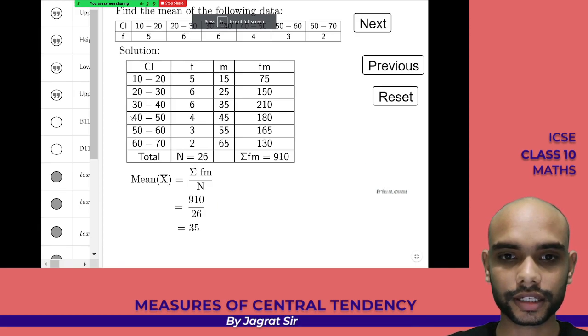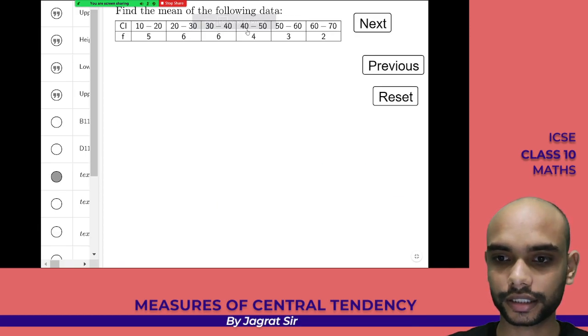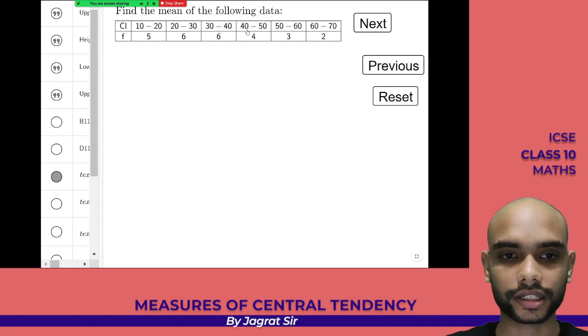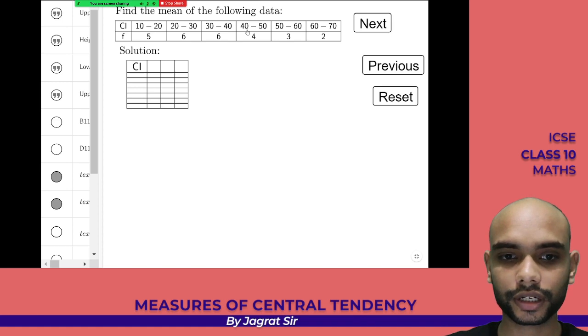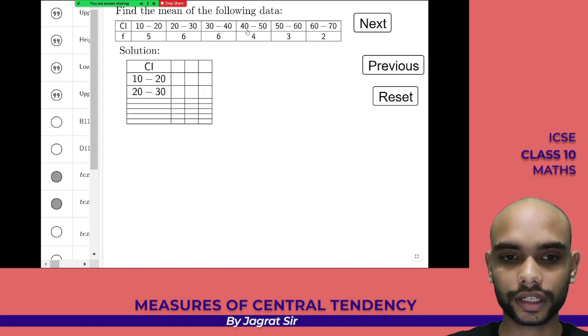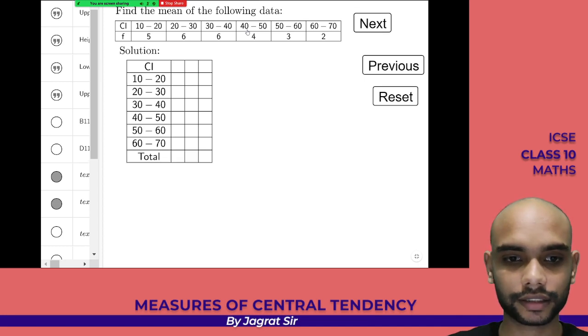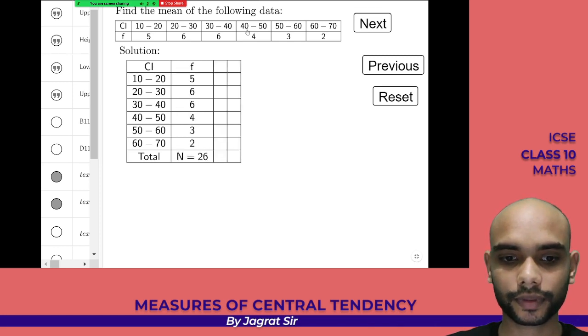So suppose this is the question, 10 to 20, 20 to 30, and these are the class intervals and these are the frequencies. So what will be the first step? So the first step will be forming the table, 1 2 3 4 columns. So the first column will include your class interval, then all the class intervals will come one below the other. Okay, after that the total column. Now frequency will be noted down.